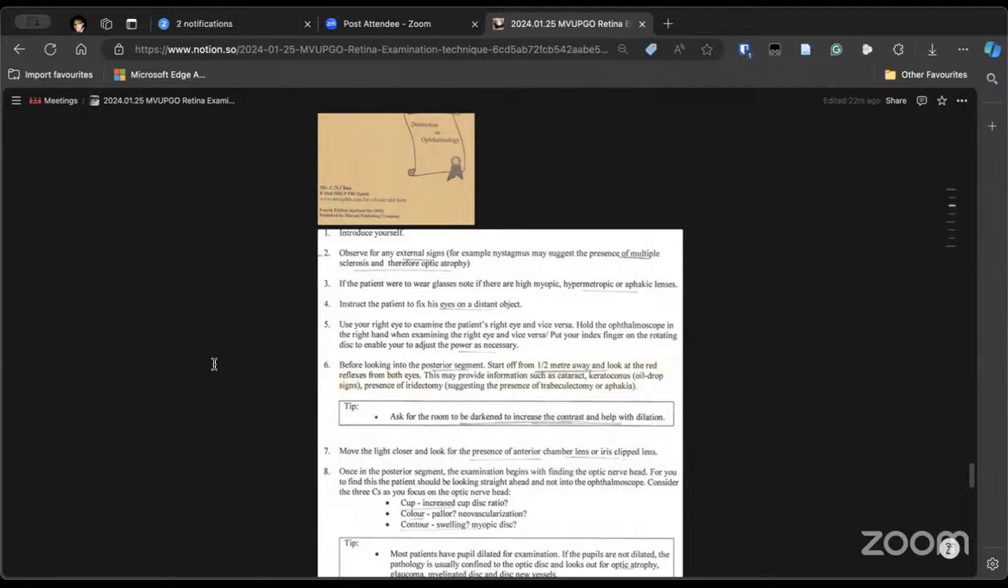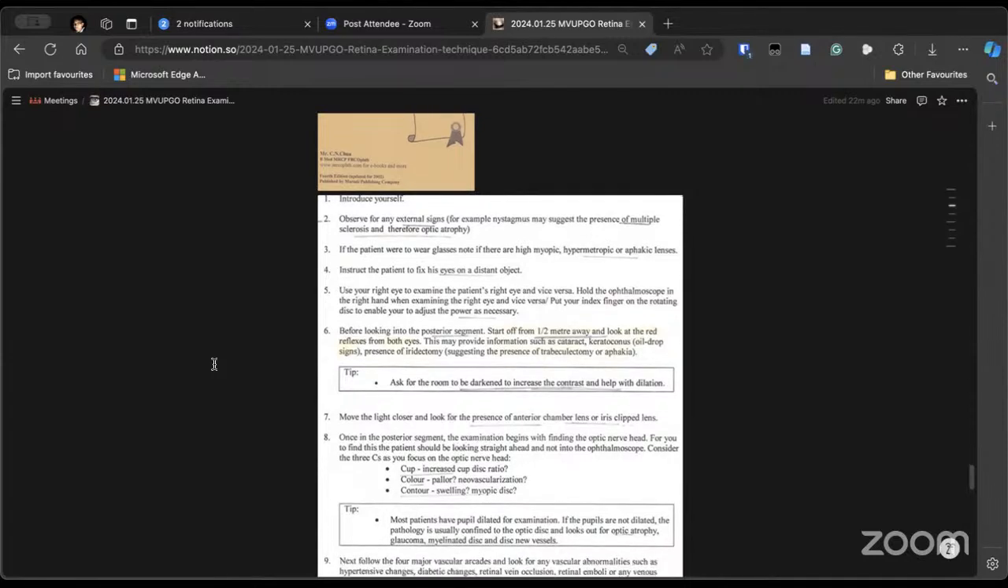And when you are starting this examination, you look from some distance and see the red reflex to know whether there is any media opacity, or whether there is a definite sign that the refractive error might be very high or very low, or whether there is an oil drop sign, etc. So ask the room to be darkened.